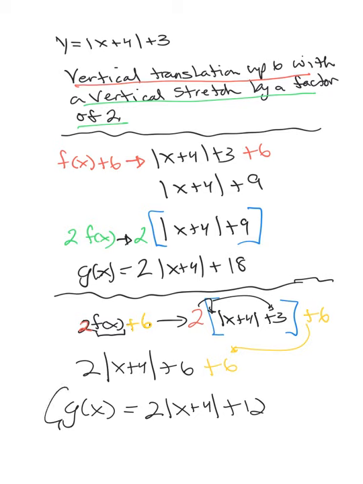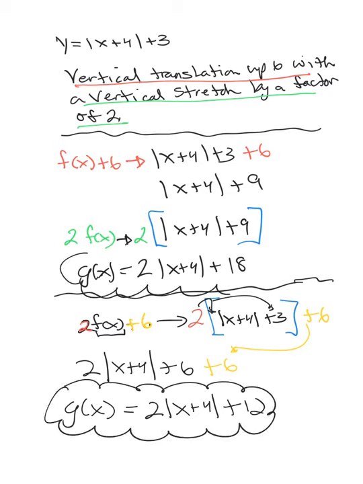and notice that the two answers are not the same. That's the reason why you have to do it one at a time. So when you're given words, you can't combine them and do them simultaneously, because the assumption is that we're doing a vertical translation up 6 and then we're doing a vertical stretch by a factor of 2. So you really need to do them one at a time. Otherwise, you will get a different answer.